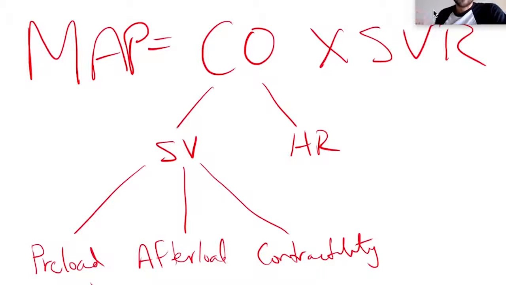Now, when we talk about the preload, remember the preload is not just the volume that goes into the LV from your volume status, but it's also very important to remember that what fills the LV is the RV. So you can have a good amount of volume in your body, but if your right ventricle is not working, then your LV will be hypovolemic. So always think about that when somebody looks like their LV is preload dependent and you've given them volume and they're not responding. Think about the fact that it may be a problem with the right ventricle. Okay?